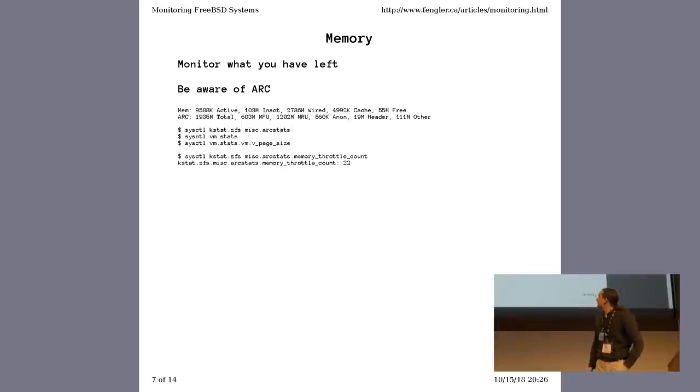There's a nice little pitfall here, because memory stats are measured in pages. ARC stats are measured in bytes. You see, if you don't divide by page size or multiply by page size, you're going to get completely inconsistent numbers.